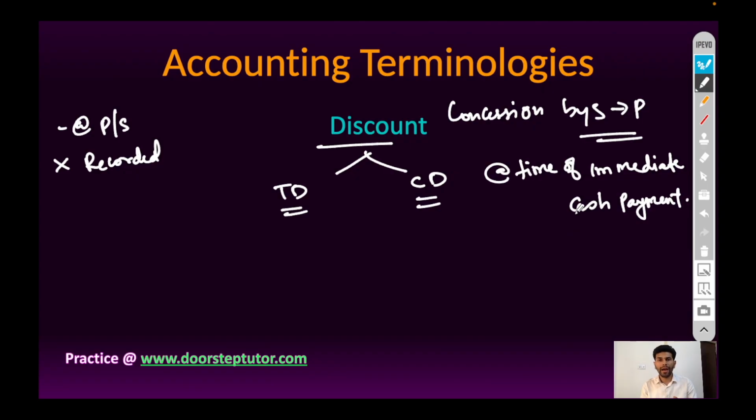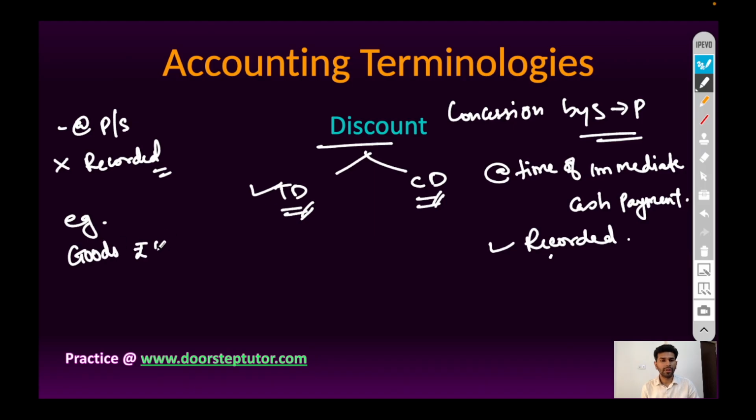It is calculated after deducting trade discount and it is recorded in books of accounts. So remember, trade discount is not recorded in books of accounts, but cash discount is recorded in books of accounts. Let's take an example. If goods worth 10,000 rupees are purchased and trade discount 10%, cash discount 5% is provided.